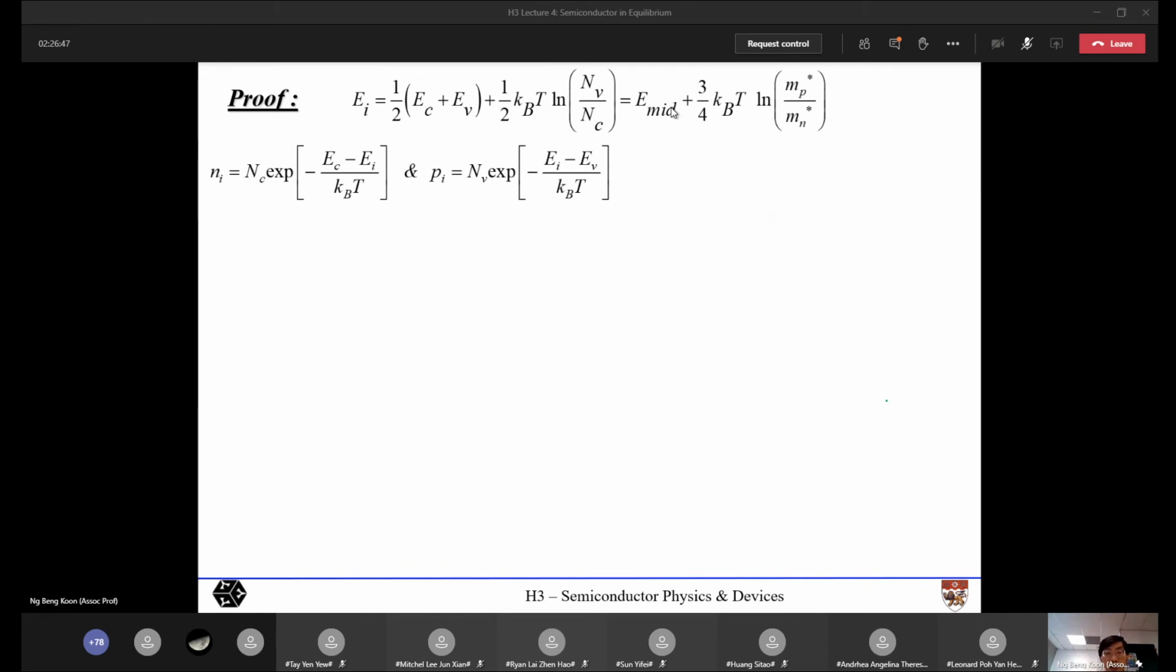So again, this proof part, I'm going to leave it to you. If you equate Ni to Pi, you're going to work it out yourself, just expanding the expression and rearranging to find out what is EI. You should get the expression that we discussed. So go and do it as an exercise for you.